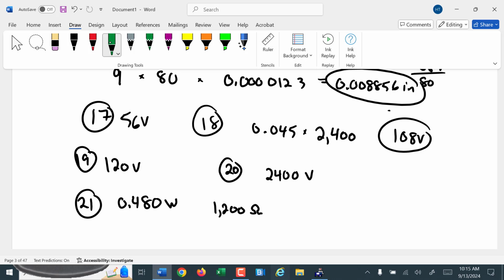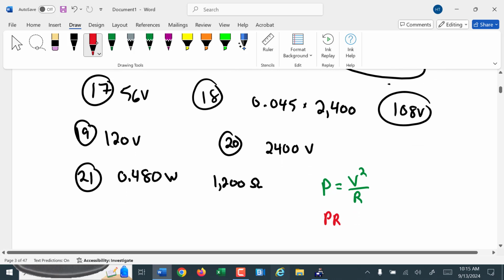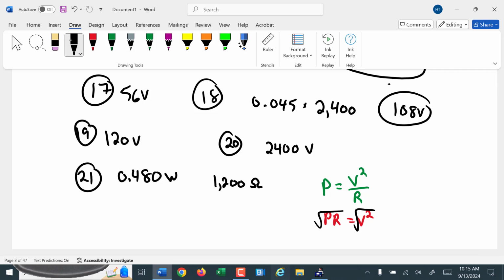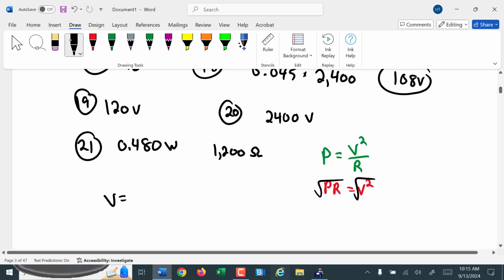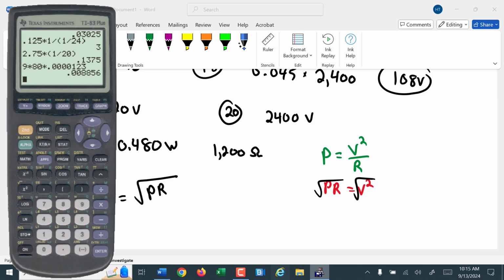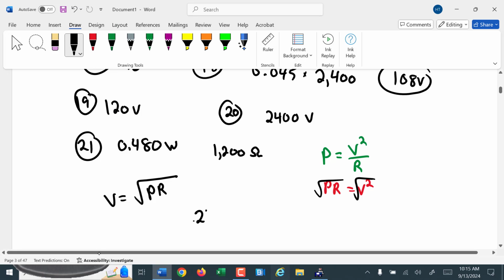The formula here is power equals voltage squared over resistance. So to solve for voltage, I have to multiply by the resistance. So power times resistance equals voltage squared. And then we have to take the square root. So we end up getting that the voltage equals the square root of power times resistance. So we punch that in, the square root of 0.48 times 1,200. Make sure we close our parentheses on the square root. We get 24 volts.